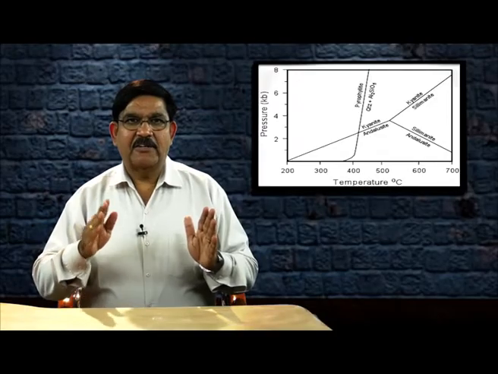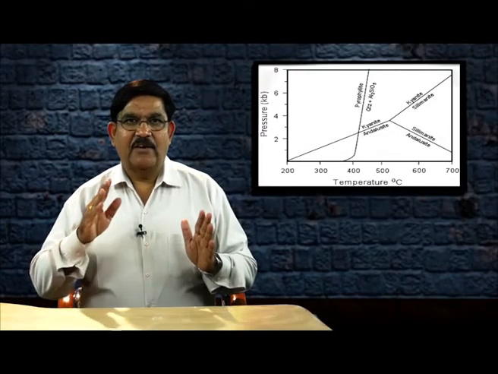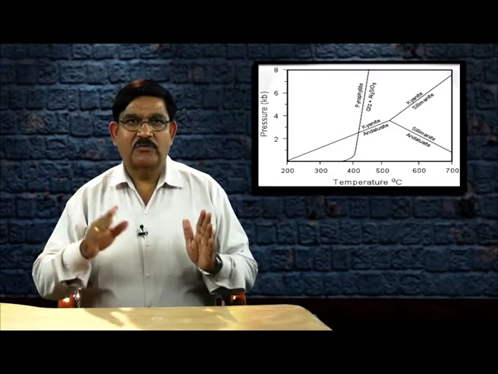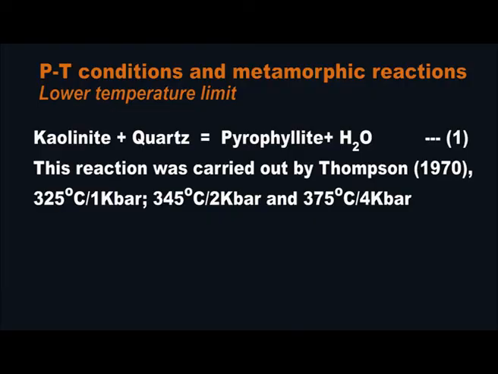Kaolinite and quartz react and form pyrophyllite plus water, which characterizes the beginning of the albite epidote hornfels facies. Kaolinite plus quartz gives rise to pyrophyllite plus water. This reaction was carried out by Thomson in 1970: 325 degrees centigrade at 1 kilobar, 345 degrees centigrade at 2 kilobar, and 375 degrees centigrade at 4 kilobar.